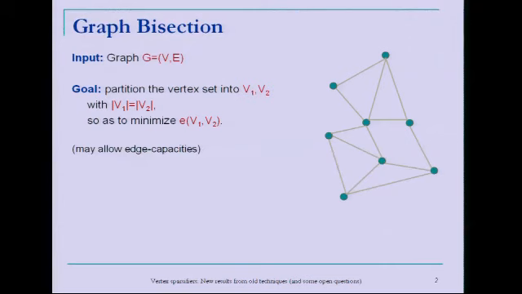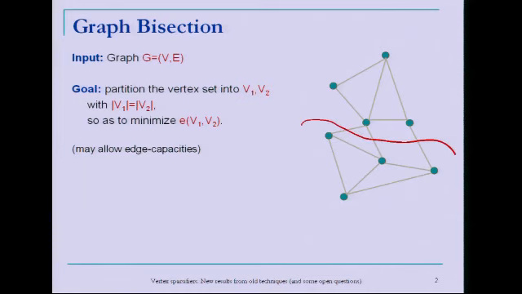Okay, so as a motivating example, let's think about this problem called the graph bisection or minimum bisection. The input is a graph G, and you want to partition the vertices of the graph into two sets of equal size. It's very important they're of equal size, |V1| equals |V2|. And the goal is to minimize the number of edges crossing between these two sets, the cut size.